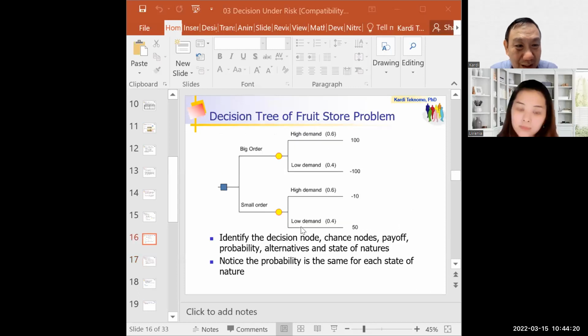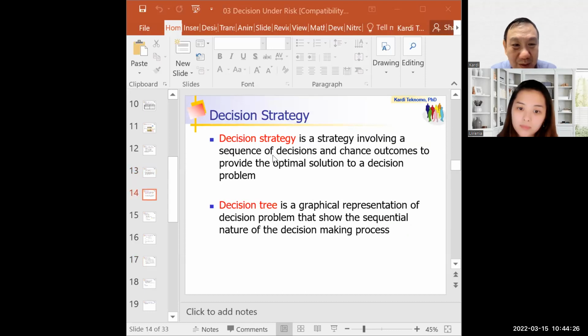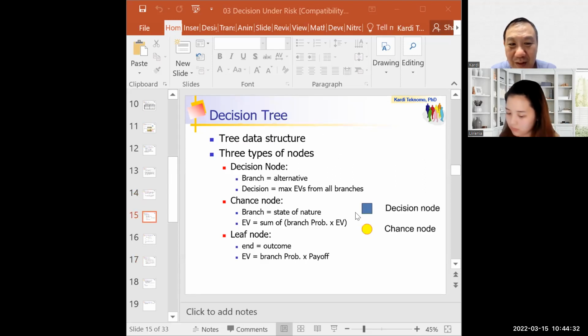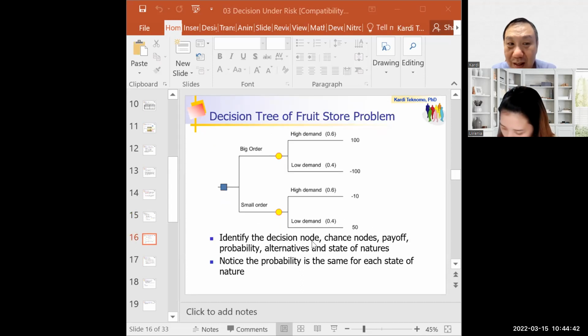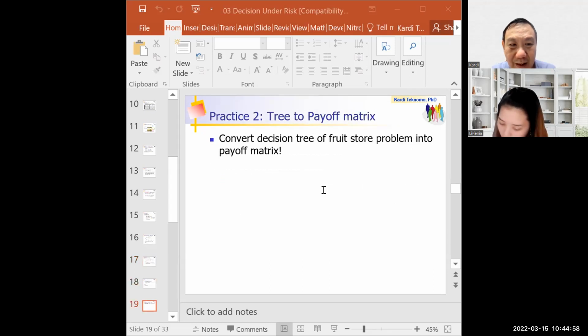I will recap again so that you will not get confused. Last time we discussed decision tree, right? And then we have what is called decision strategy, which involves a sequence of decisions. And then we have decision tree, which is a tree diagram that has three types of node: decision node, chance node, and leaf node. And then we have an example of the fruit problem. I hope you still remember this. This is the problem, and then this is the decision tree.